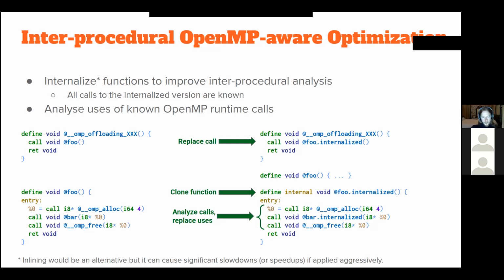So we clone the functions and replace all of the uses with the internalized version. And then to do our optimizations, we simply seed the attributor instances on the known OpenMP runtime calls.